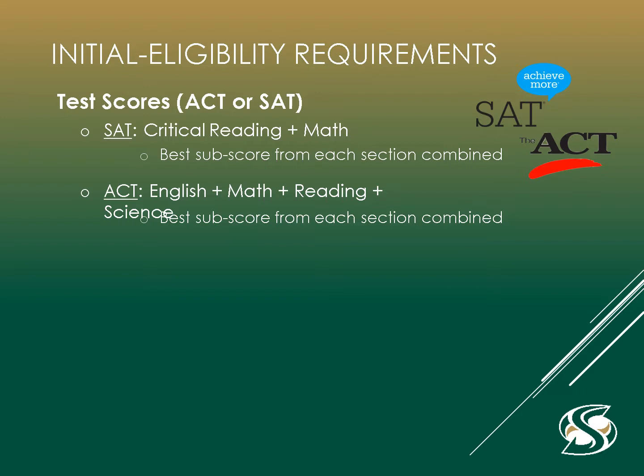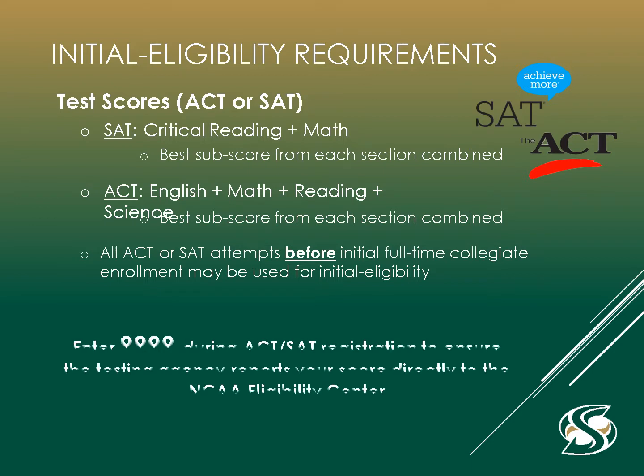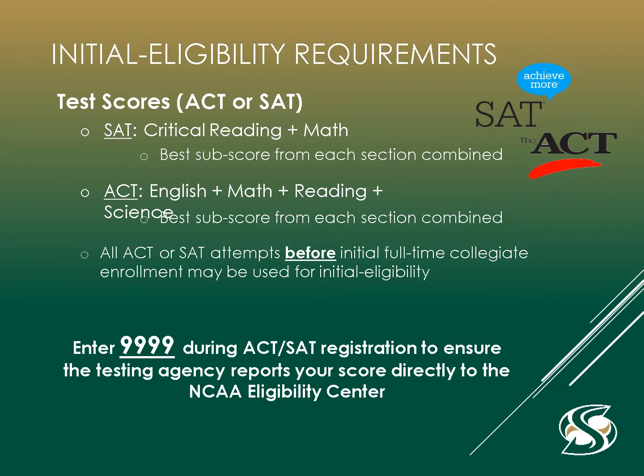The composite score does not count for initial eligibility purposes. All ACT and SAT attempts before initial full-time enrollment may be used for initial eligibility. Test scores can be sent to the NCAA Eligibility Center using the code 9999.